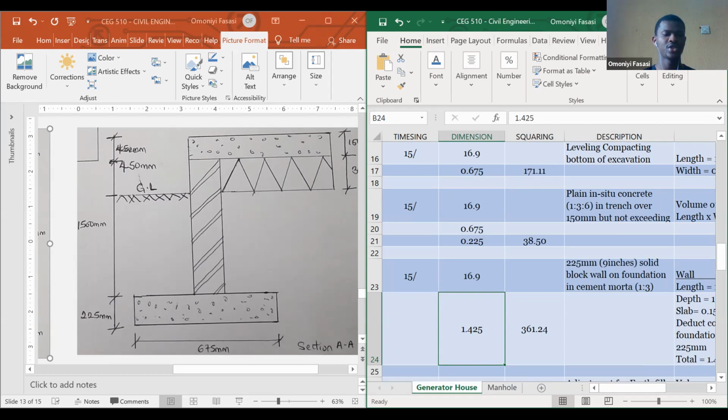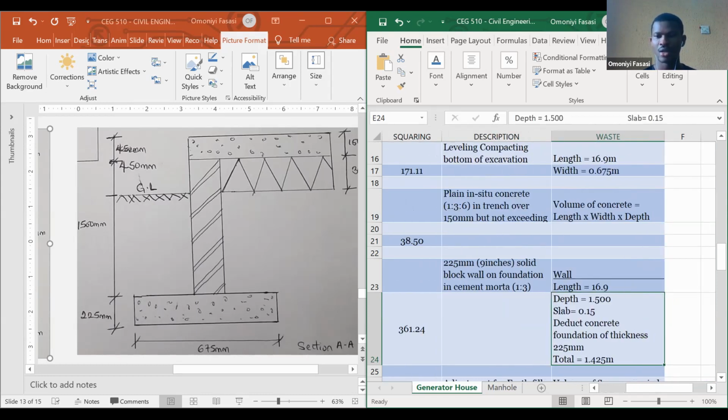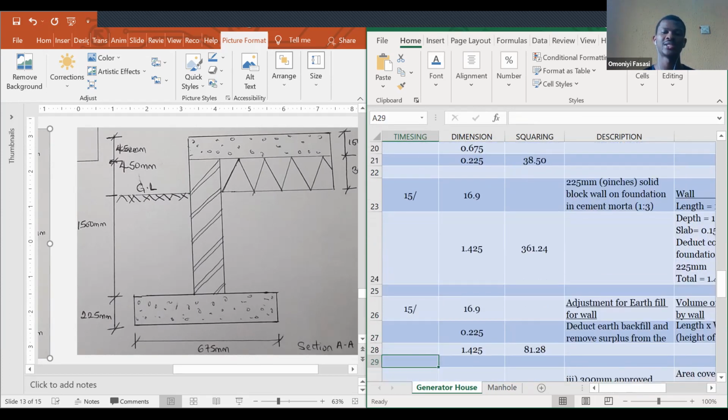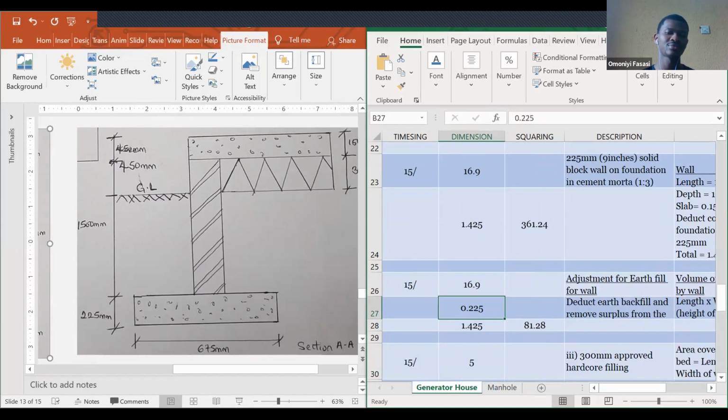Block wall is 1,500 plus 1,895. Yeah. And so it is 1,500 plus 150 minus 225. Deduct the concrete thickness, I know that. So you get what I said? It's 1,500 plus this 150. Then you deduct the thickness of that footing.